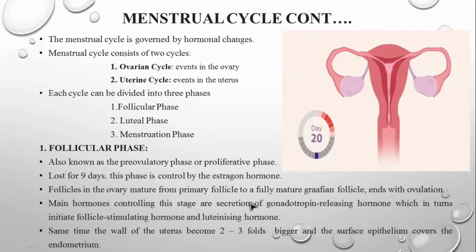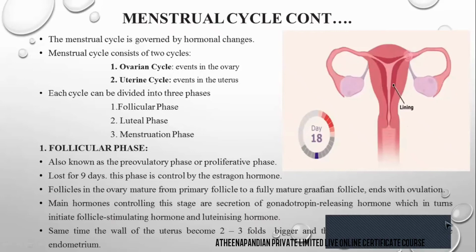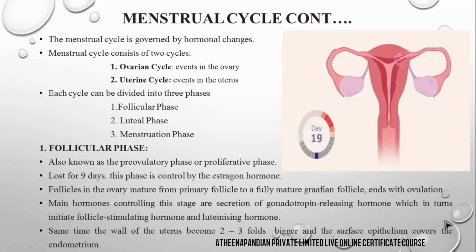Simultaneously, in the uterine cycle, the wall of the uterus becomes 2 to 3 folds bigger, and the surface epithelium covers the endometrium. So in the diagram you can see that during the formation of the follicle, the endometrium is also getting developed. You can see the thickening of the endometrial layer, and even after the ovulation it is formed and gets ready, waiting for the zygote, to hold the zygote and further support the development of your zygote.